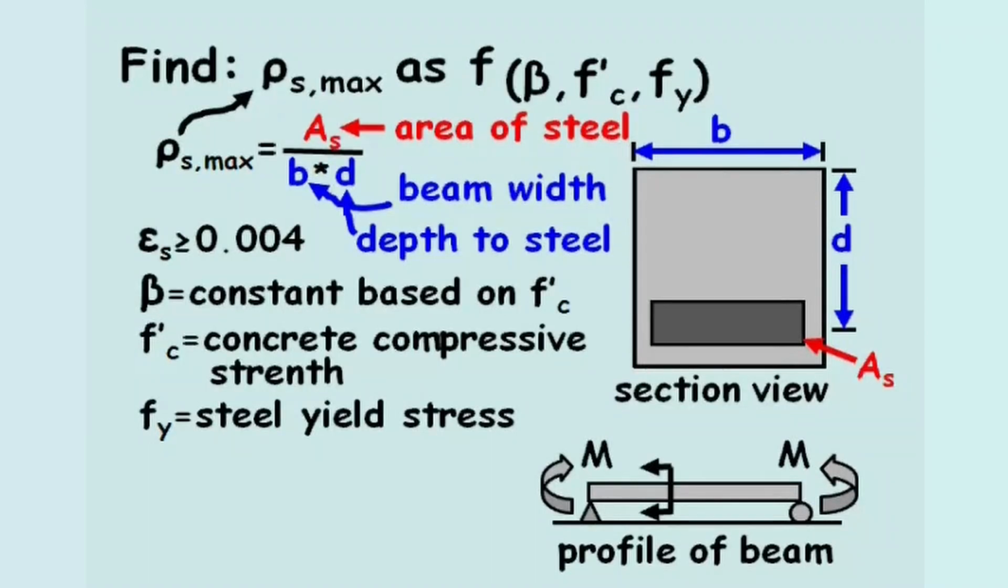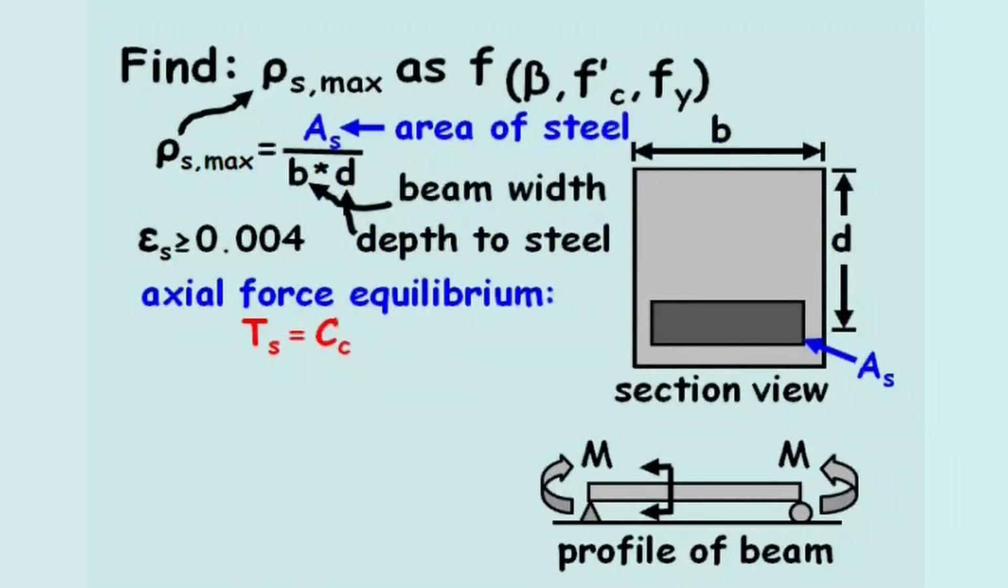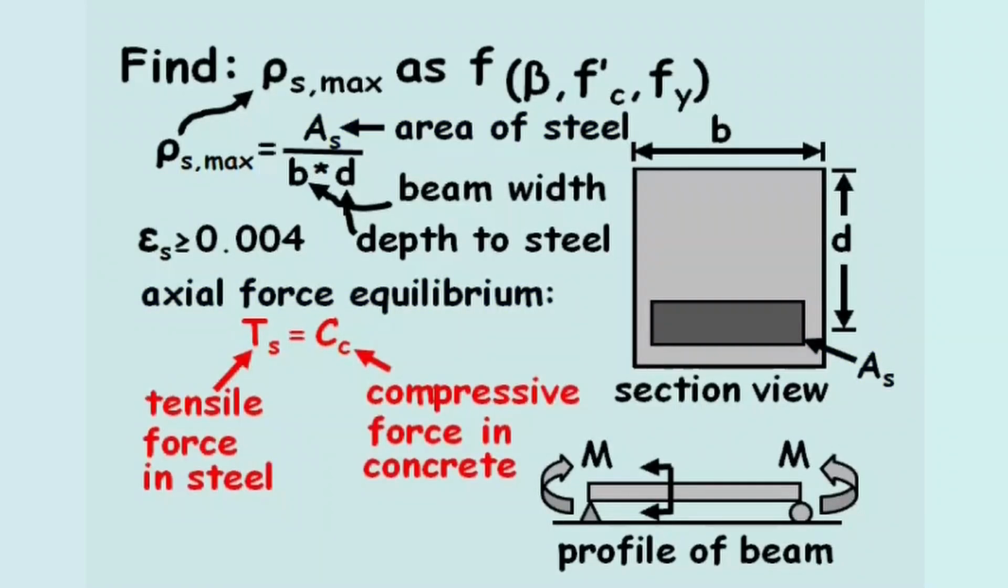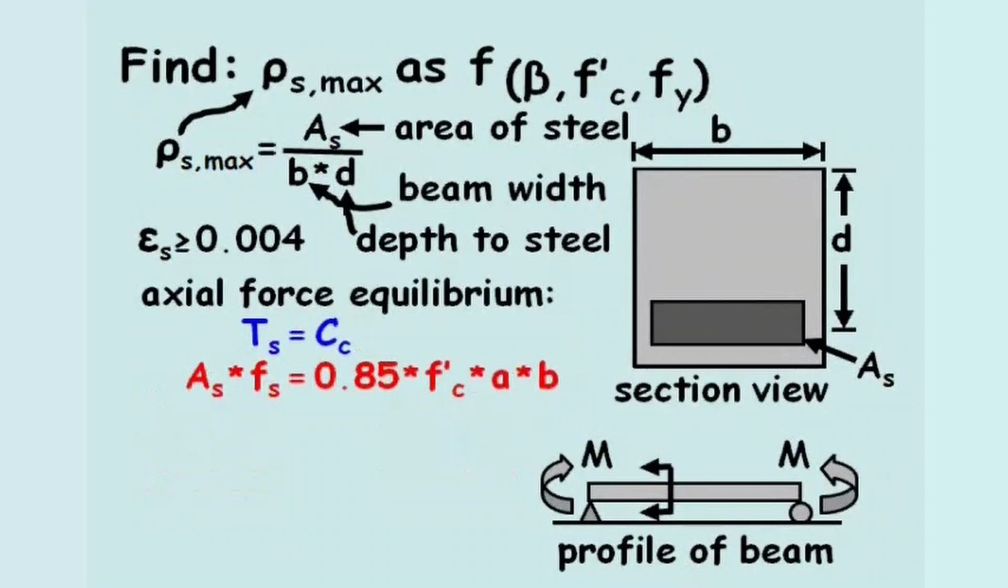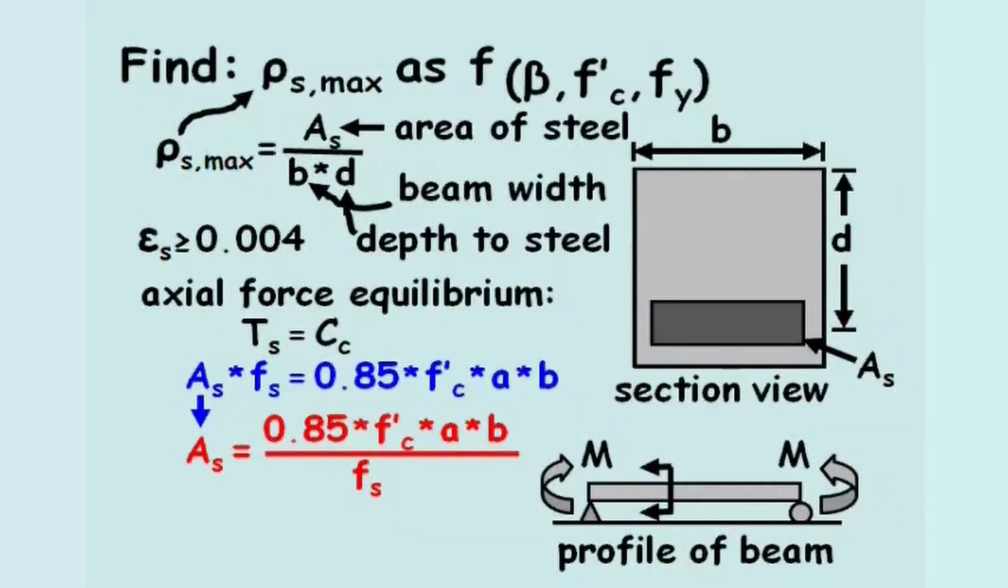From axial force equilibrium, we know the tensile force in the steel, Ts, equals the compressive force in the concrete, Cc. More specifically, the area of steel times the stress in the steel equals 0.85 times f'c times a times b. Next, we'll isolate the area of steel term, As. Since we're assuming there is sufficient strain in the steel to cause the steel to yield, we can substitute the yield stress of steel in for the stress of steel in our equation for the area of steel.